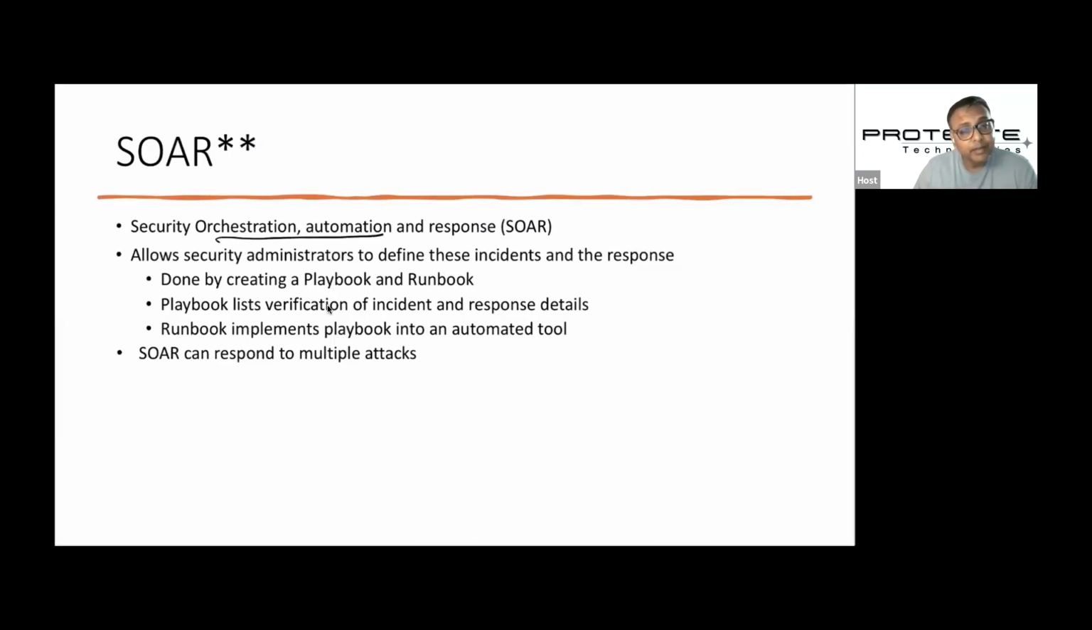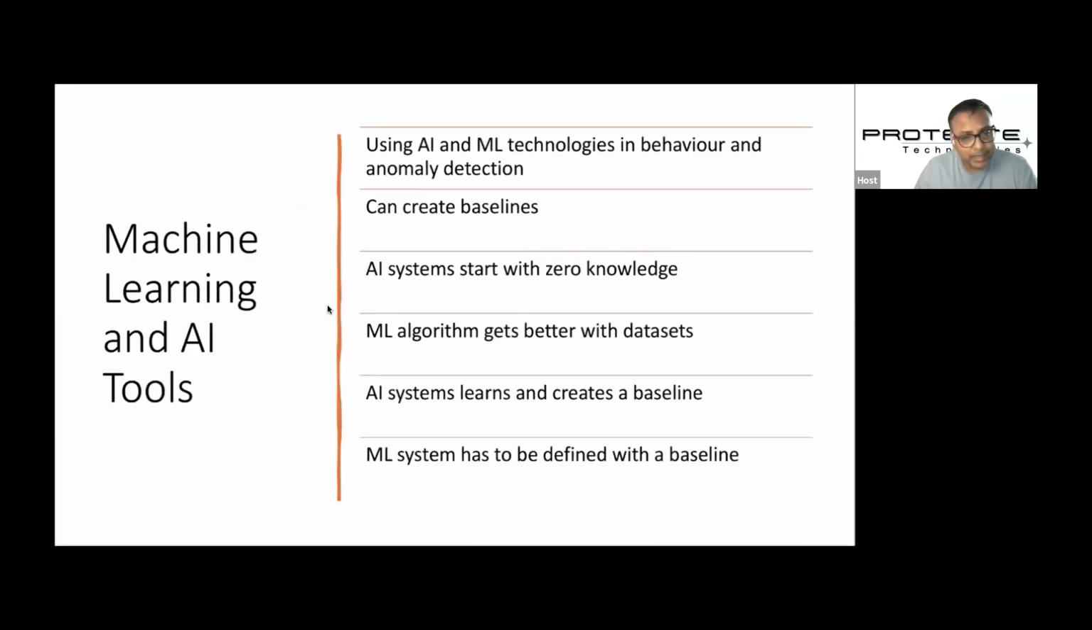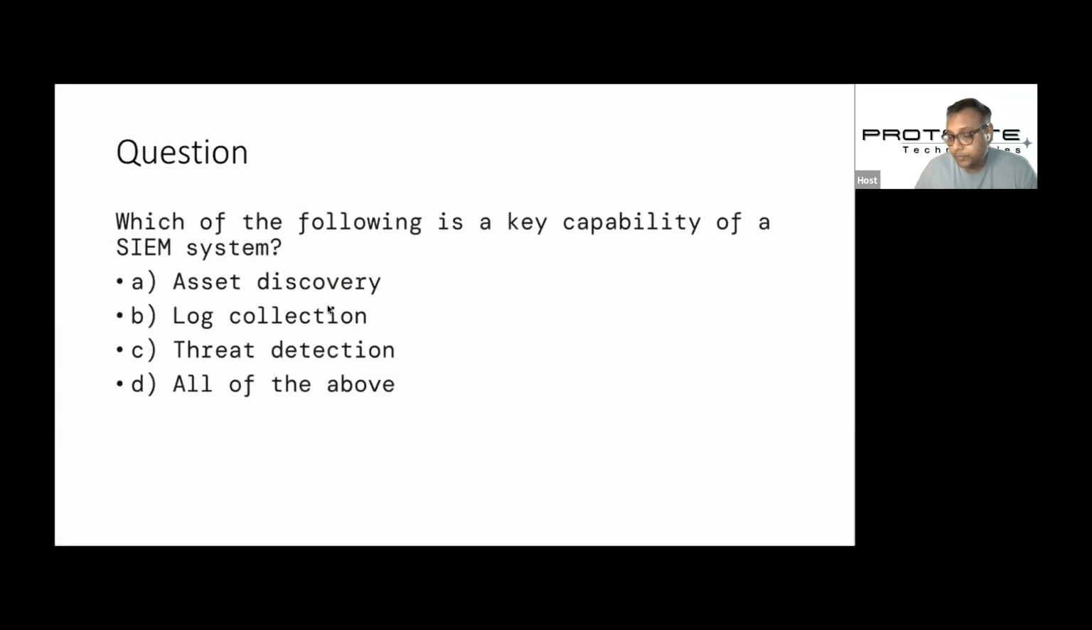Then automating response, as I told you. SOAR systems help you in orchestrating and automating your security response. It involves creating playbooks and runbooks for different incident types. SOAR can respond to multiple attacks together. Machine learning and AI tools, I told you, learn from data sets and get better over a period of time. They create a baseline, and depending upon that baseline, they can respond.